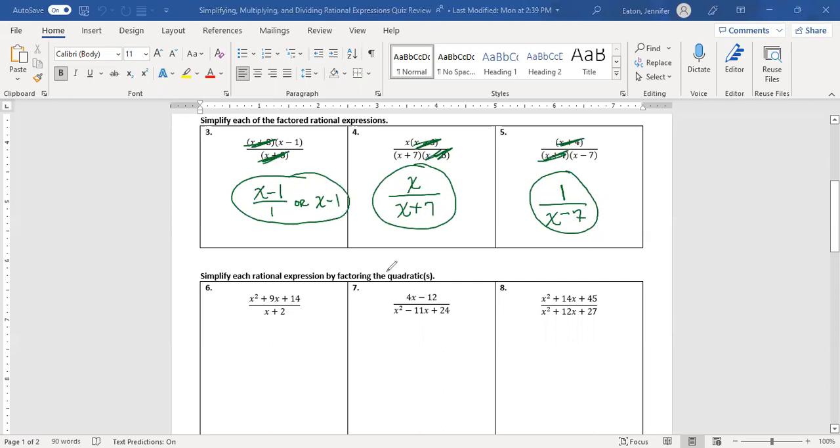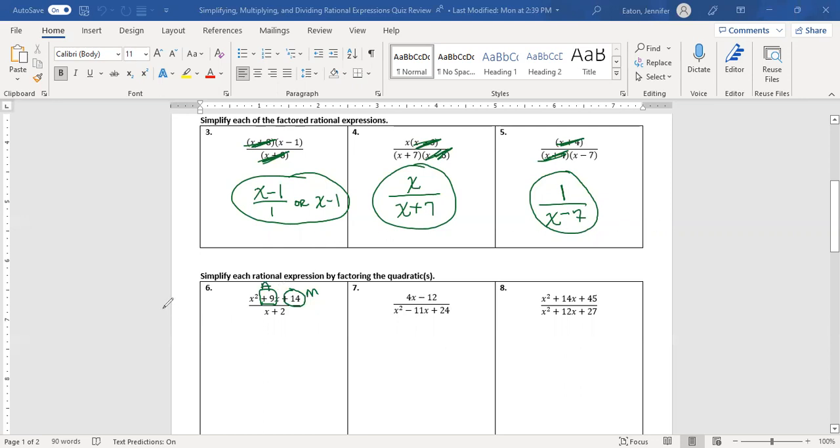All right, let's look at problem number 6, 7, and 8. They want us to simplify each rational expression by factoring the quadratics, asking what multiplies to and what adds to. And if you look at number 7, we have a little greatest common factor factoring that we need to do here. So when we factor our quadratics, we say what multiplies to 14 and what adds to 9. So what multiplies to the last number and what adds to the middle number.